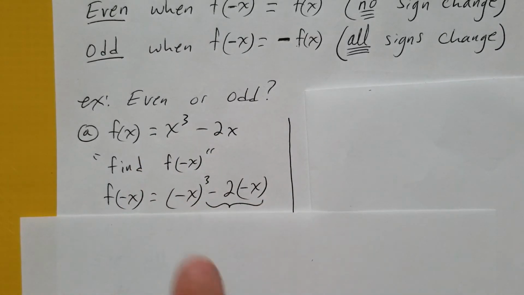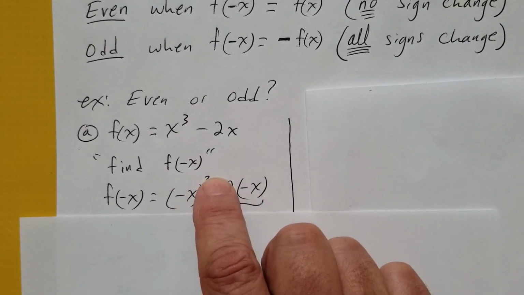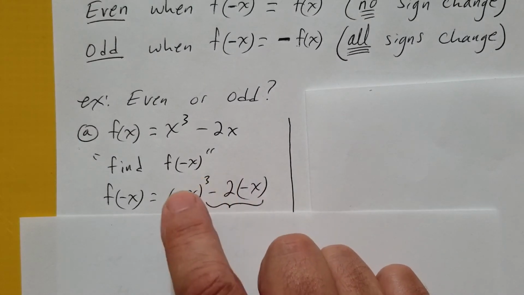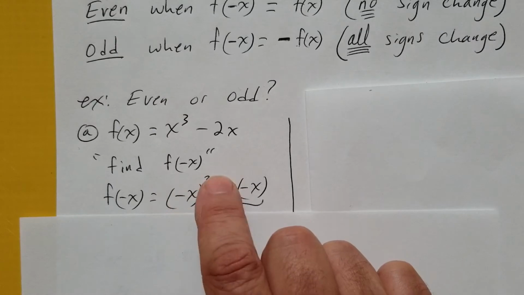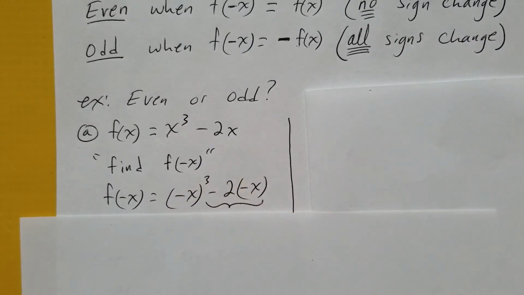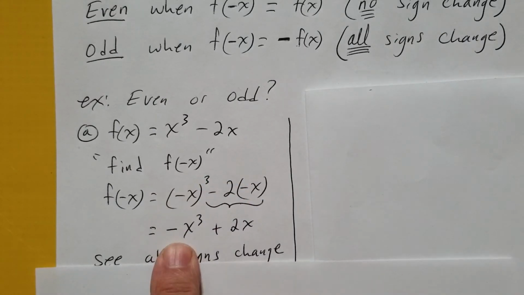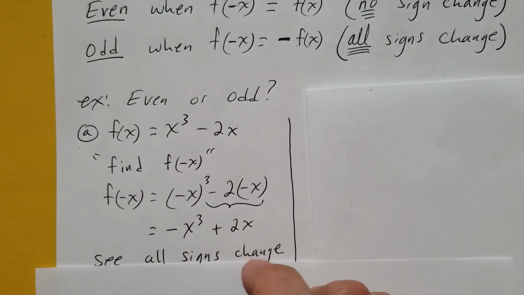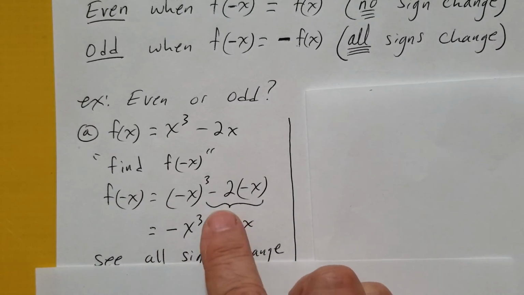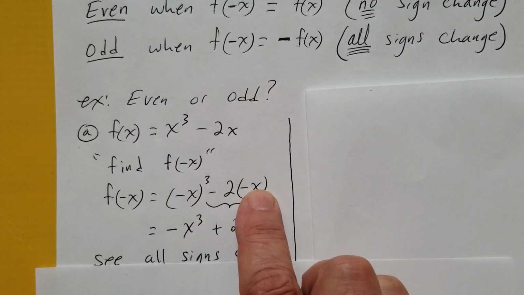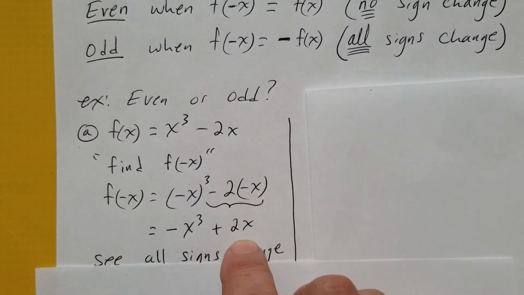Now look what happens. Negative to the third power is still negative. Negative times negative times negative, negative to the third power is still negative. x to the third is x to the third, so that stays the same. And then negative times negative is positive. So this becomes positive 2x.